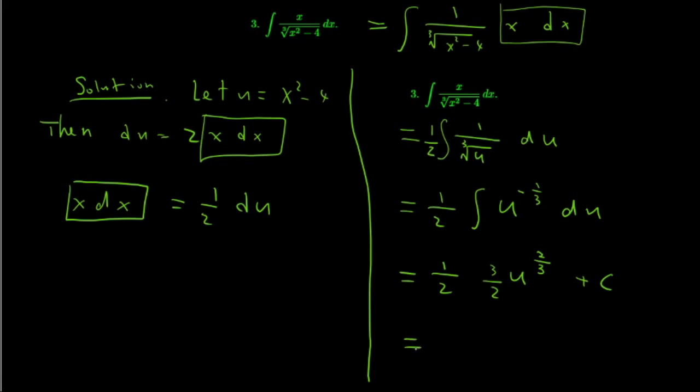In the last step, we are going to write the final answer as a function of x. We combine these two factors. We have 3 over 4. And then we replace u. The relation between u and x is always here. Okay. We write u as x squared minus 4. So we have x squared minus 4, and then to the power of 2 over 3, and then plus c. Okay.